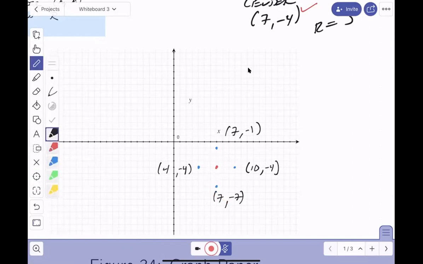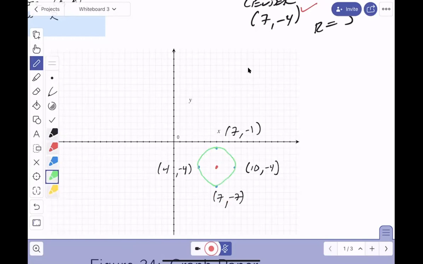Now, what do I want to do? I'm going to ballpark a circle through it. No, we're not looking for perfect. If you want perfect, use a compass. But I'll ballpark a circle through here. Again, I'm not saying it's perfect, but abstractly, it looks like a circle to me. And we're done. All right.